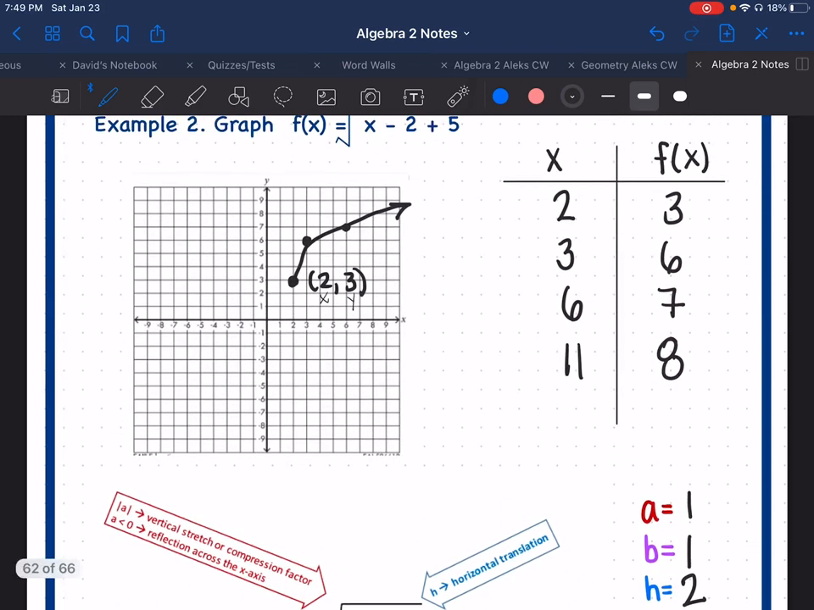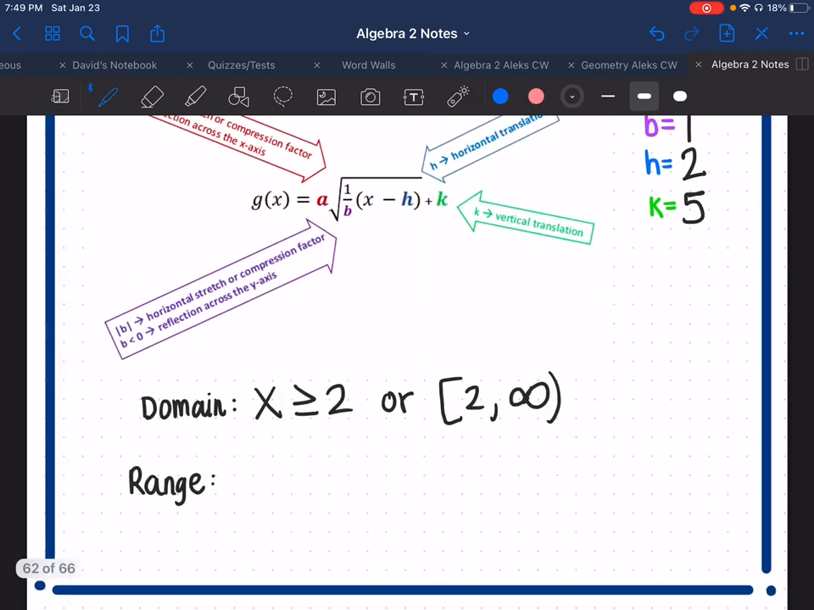All right, the range, what's happening with my range? Well, it's starting right here, and then the graph is going in this direction. So if I pull that to the y-axis, I go here, and I go up forever and ever to positive infinity. So my range, I can think of it as y is greater than or equal to 3, or in interval notation, 3, infinity.